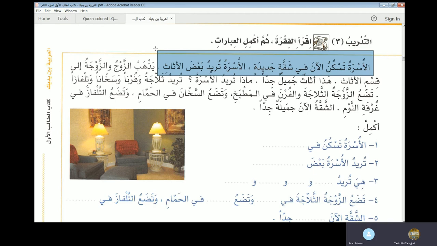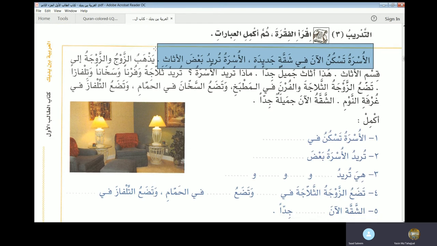Al-usra taskunu al-aan fi al-shaqqa jadida. Okay, and that's usra. The family lives in an apartment now, in a new apartment now. Okay. The family lives in a new apartment now.